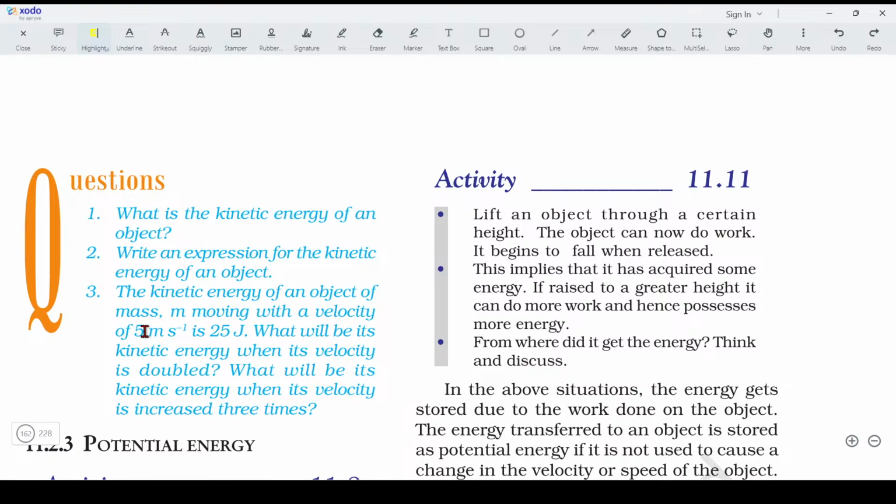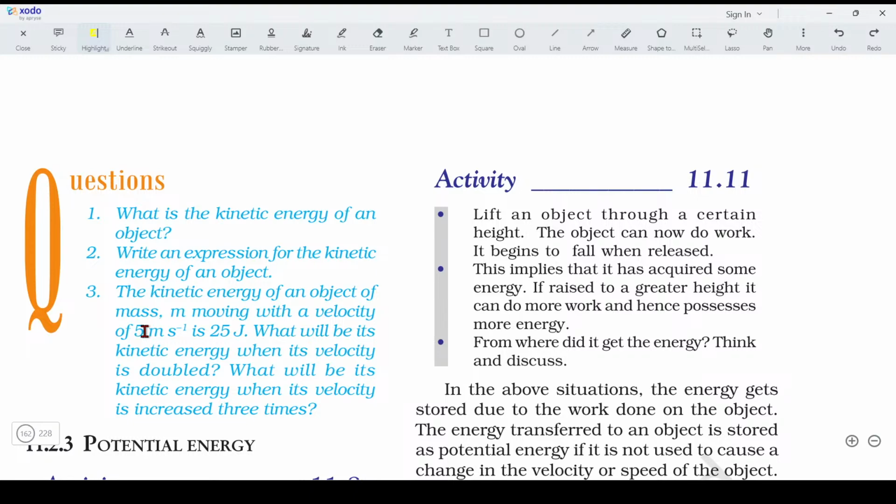100 is the kinetic energy. Why 100? Because 1 by 2 into 2 into 10 into 10. Very good, excellent. So that should be 100, right? 100 is your kinetic energy. Earlier, what was your kinetic energy? First case, 25, right? 25 has become 100.